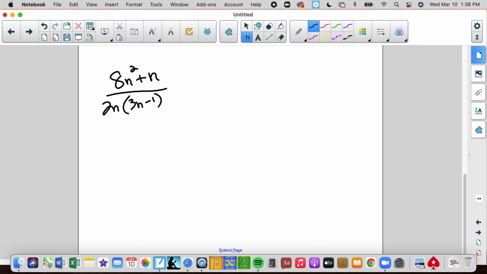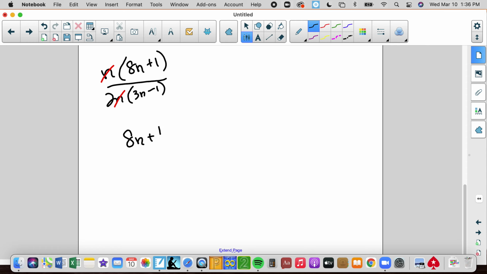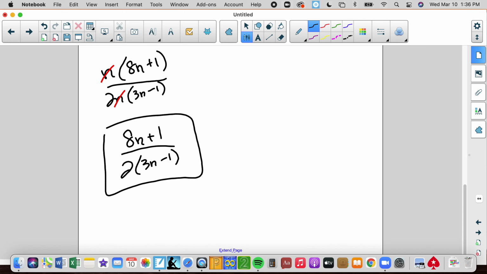We can factor that numerator. We can take an n out. We get n times 8n plus 1, all over 2n times the quantity 3n minus 1. The n's will cancel. That is multiplying. So my final answer is going to be 8n plus 1 over 2 times the quantity 3n minus 1. Hope that's right.